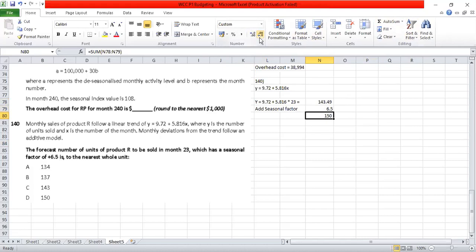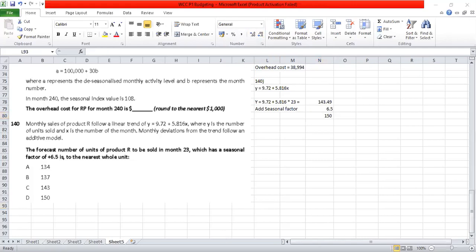Based on the linear equation, Y is equal to 9.72 plus 5.816x, the time value is represented by the variable X. X is calculated for the number of months, and for the 23rd month, the forecast comes out to be 143.49. But there is also an adjustment of the seasonal factor, which is plus 6.5, which is added. So the answer is 150.